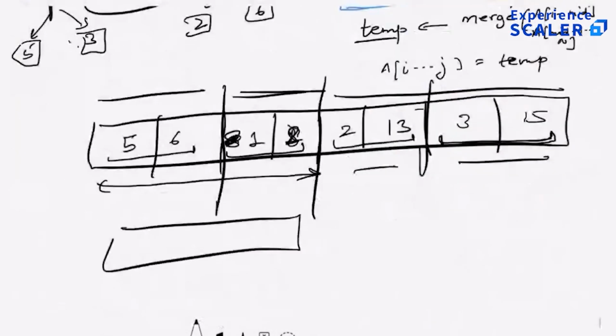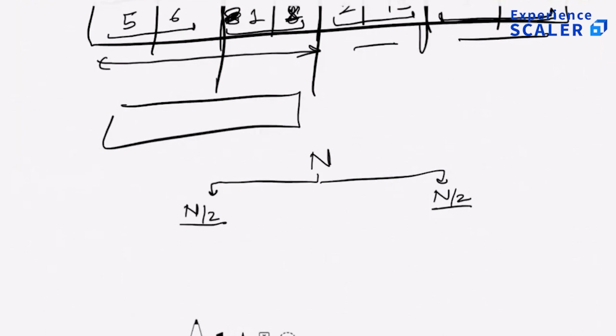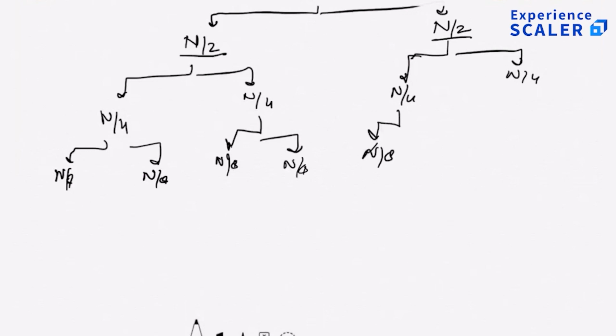So what is happening is, if I have an n-sized array, I'm dividing it into 2 arrays of size n by 2 each. I'm sorting it using the same methodology, which is this n by 2 will create arrays of size n by 4, n by 4. Here also, again, same, n by 4, n by 4. These will create arrays of size n by 8, n by 8, again, n by 8, n by 8, same thing. And this n by 16, n by 16, and so forth.